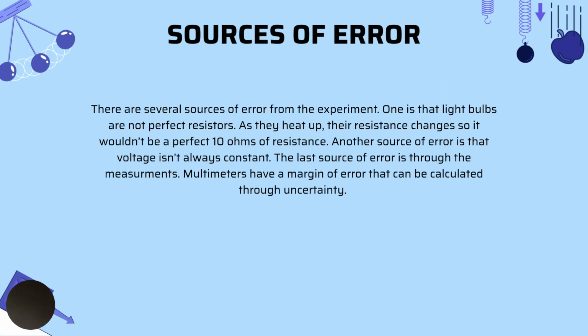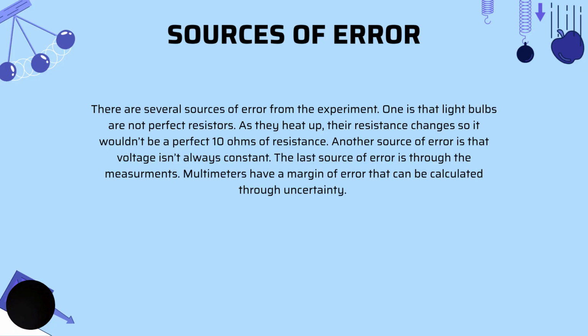For sources of error, there are several. One is that the light bulbs are not perfect resistors. They heat up, and when they do, their resistance changes, so it wouldn't be a perfect 10 ohms of resistance. Another source of error is that voltage isn't always constant, and the last source of error is the measurements. Multimeters have a margin of error that can be calculated through uncertainty, so I did that in the last slide.